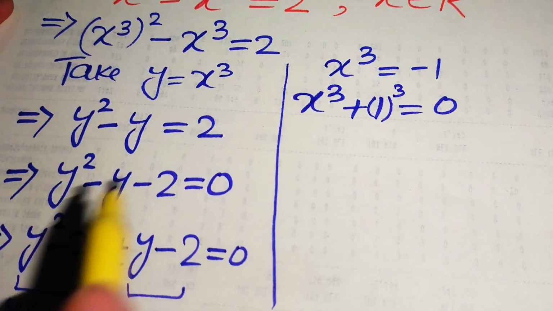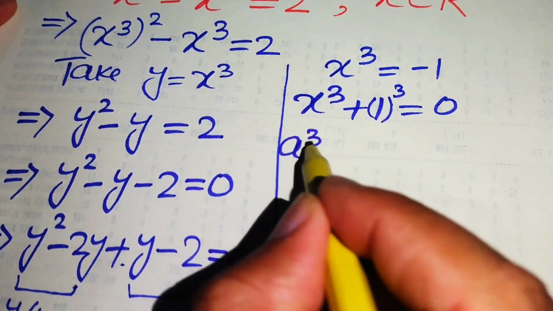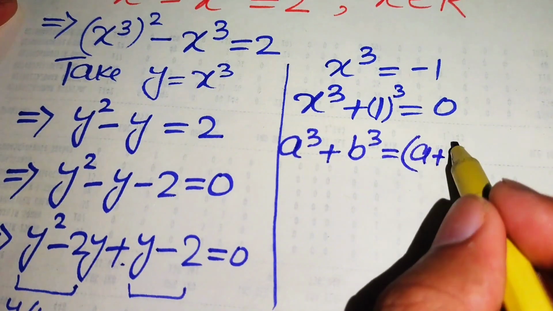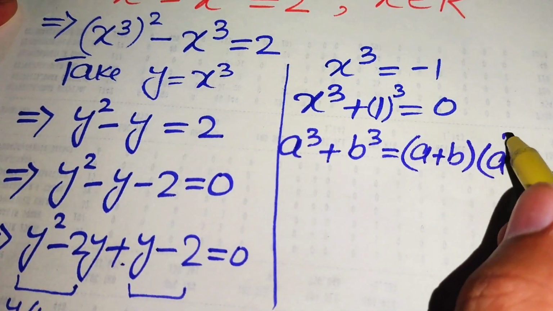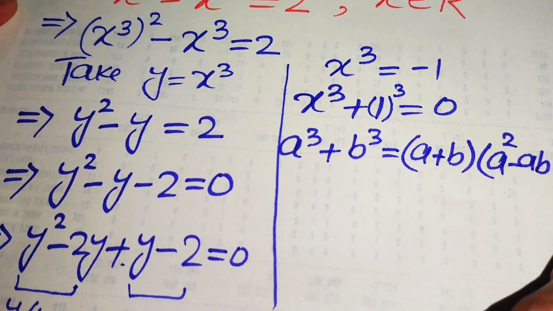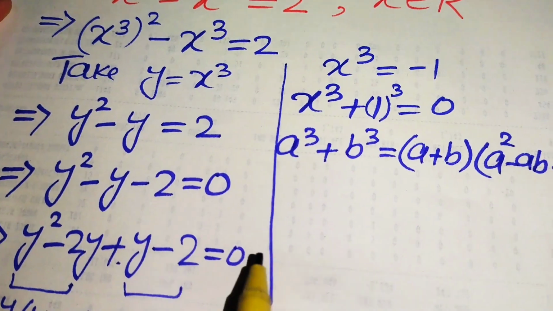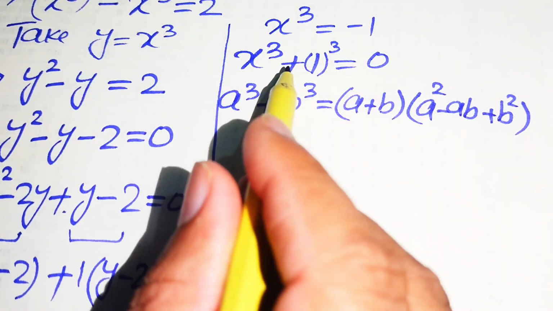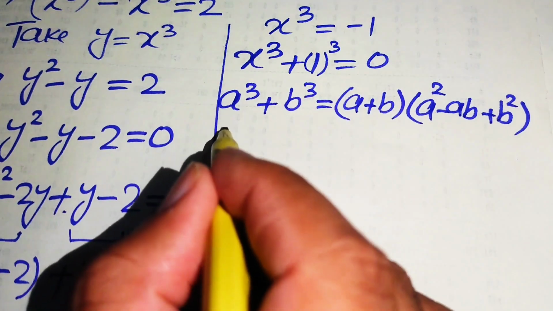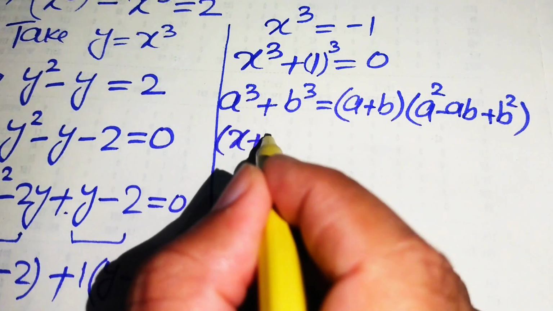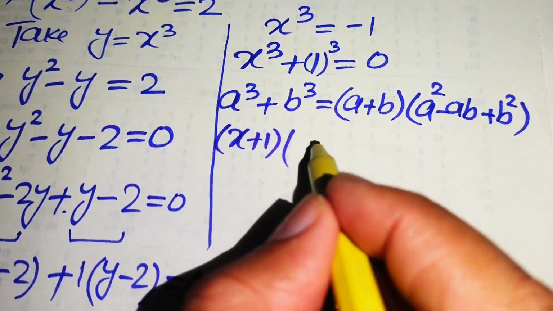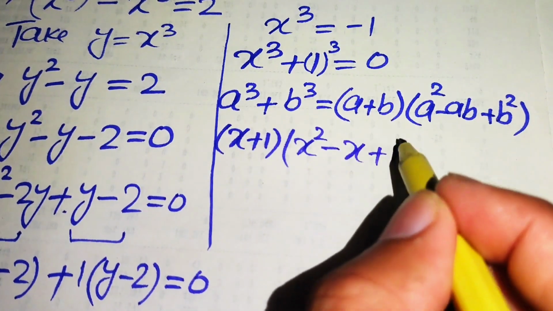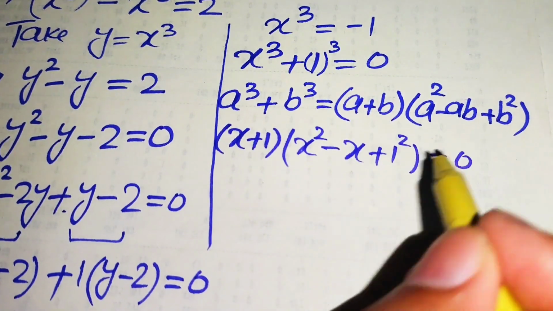And now we use here the nice cubic formula, and you know that if we have a cubed plus b cubed, it is equal to a plus b times a squared minus ab plus b squared. So here we use this nice cubic formula. So the above equation after using this formula will be written as x plus 1 times x squared minus x plus 1 squared equals 0.